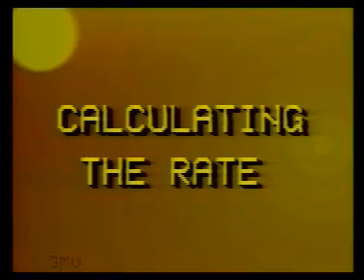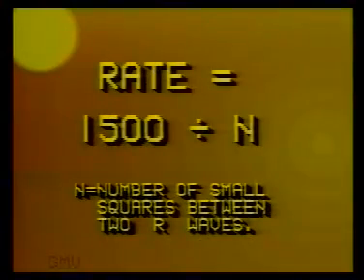Now we come to the second section on interpretation of PQRST patterns. Calculation of the heart rate. The heart rate is calculated by measuring the number of small squares between two successive R waves. 1500 divided by this number gives us the heart rate per minute.